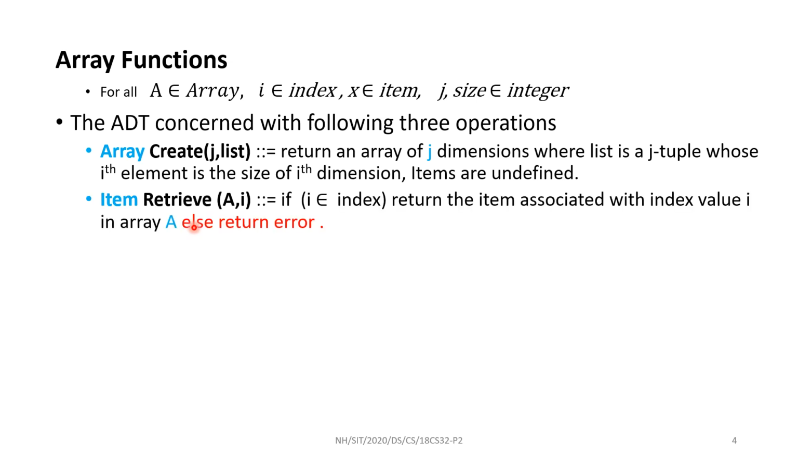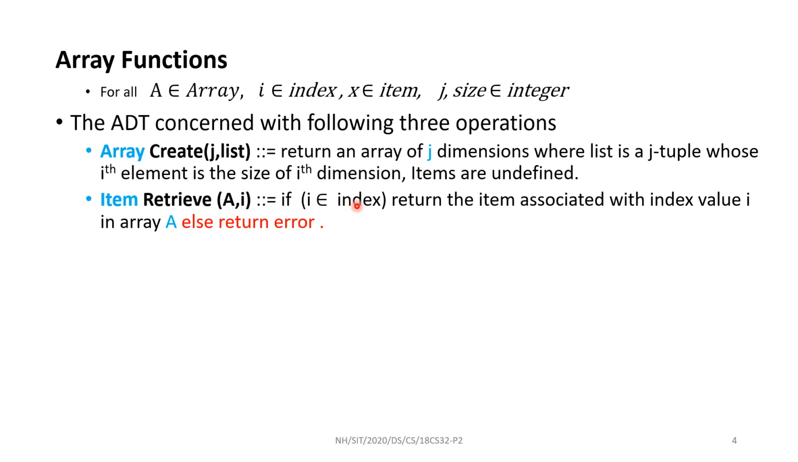The second function, in the general format of that ADT operation, is the retrieve function. The purpose of the retrieve function is to retrieve an item, so this function will return an item. You are going to retrieve an item from the ith index. From the index I, the array is A. You are going to retrieve the ith element from array A, where I is an index.